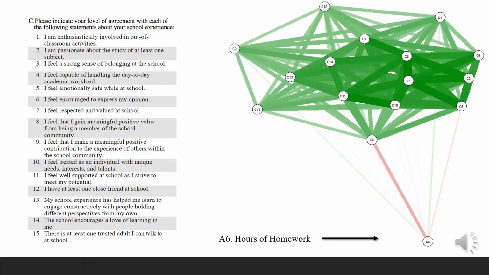Of interest, time on homework is positively correlated, though not strongly, with agreement in the statements, I am enthusiastically involved in out-of-classroom activities, C1, and I am passionate about the study of at least one subject, C2. Again, we don't know the direction here of cause and effect. Note the centrality of measures C7, 8, 9, 10, 11, and 14.